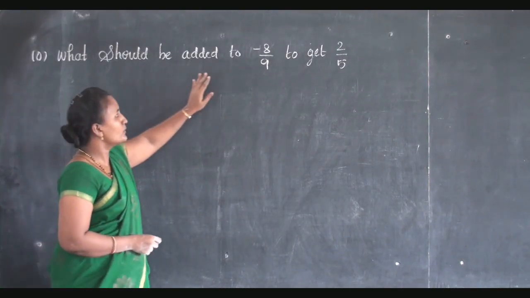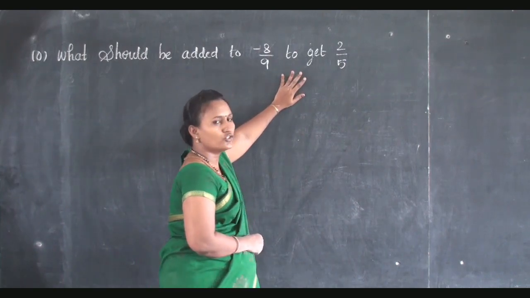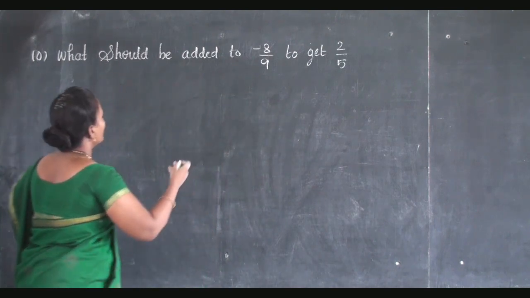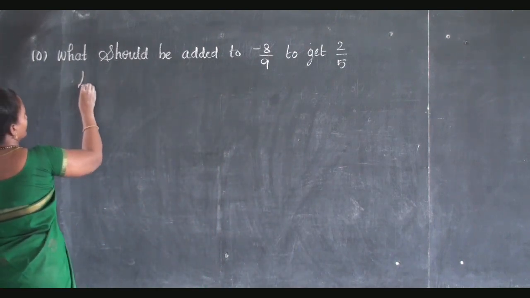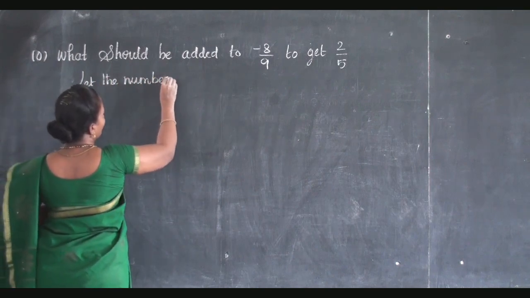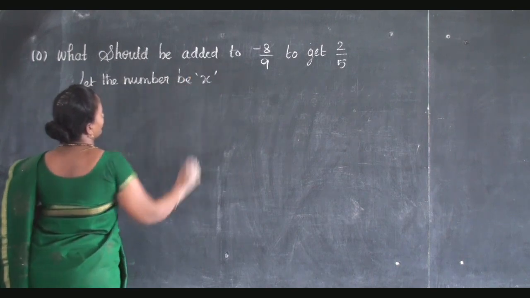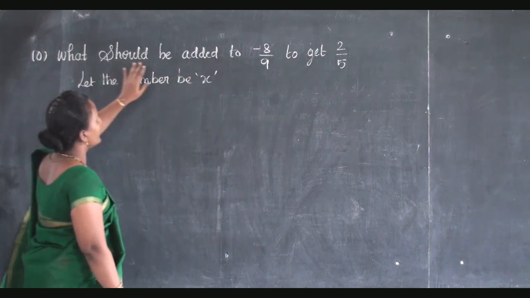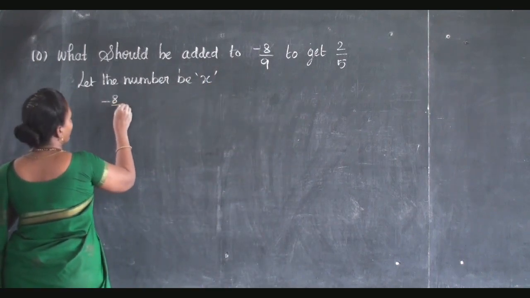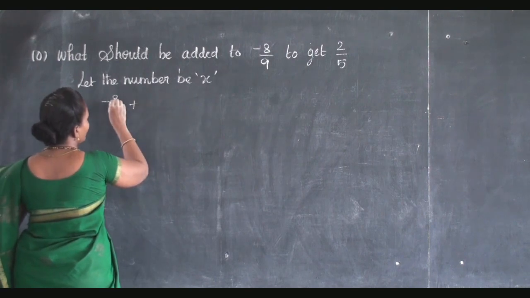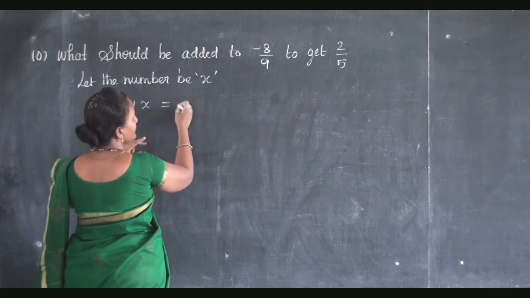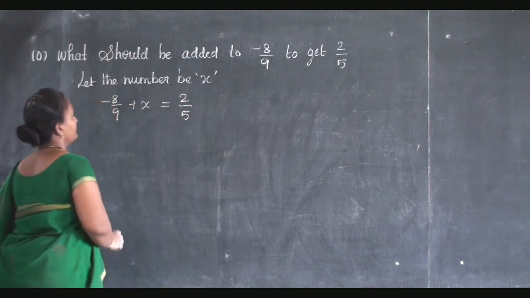Now the 10th question. What should be added to minus 8 by 9 to get 2 by 5? What means we don't know the number. So let the number be x. What should be added to minus 8 by 9? So x is added to minus 8 by 9. That means minus 8 by 9 plus x equal to 2 by 5.